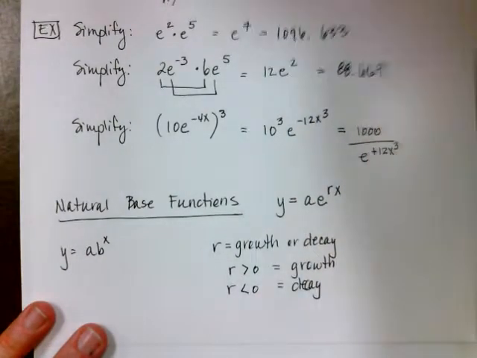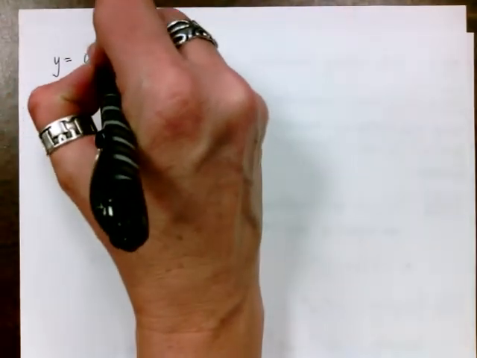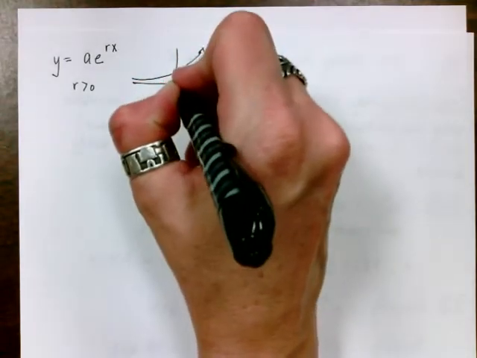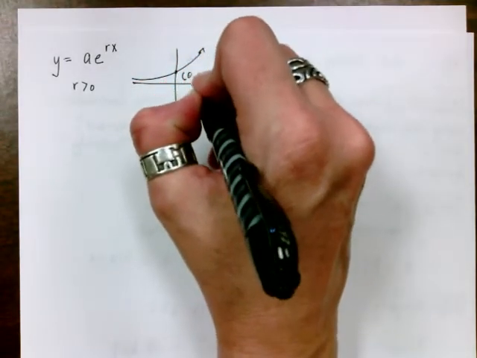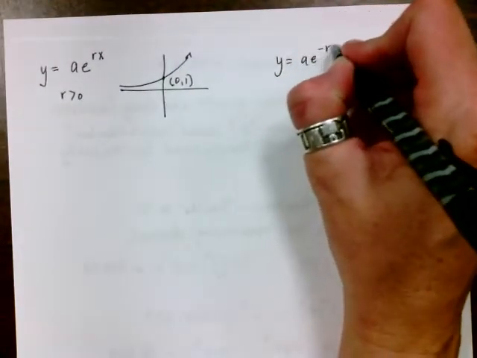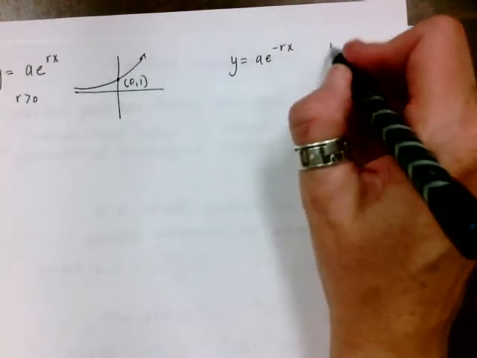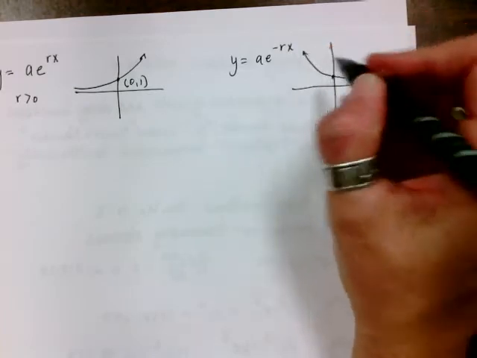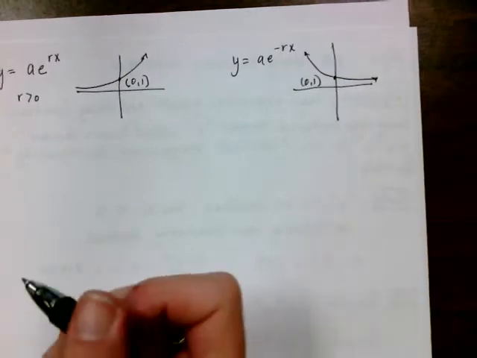Okay, is everybody good? Alrighty, so now let's look at the graphs, just like we did on our exponential growth and decay. If I have y equals a e to the positive rx, so r greater than 0, my graph looks virtually the same as the exponential growth, and it even crosses the y-axis in the same place. Then my other one, a e to the negative rx, is going to look just like decay. Again, it's approaching an asymptote, and that's still going to cross the y-axis at (0, 1). Okay?